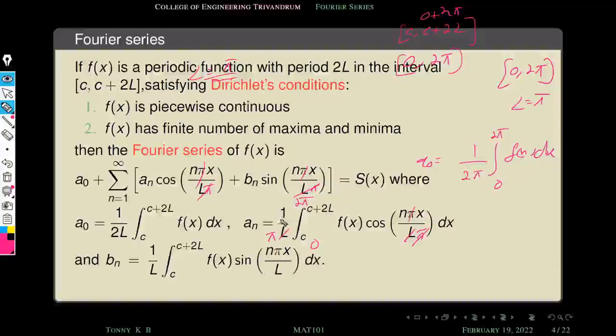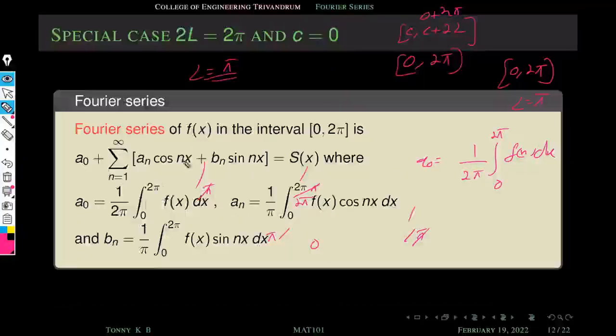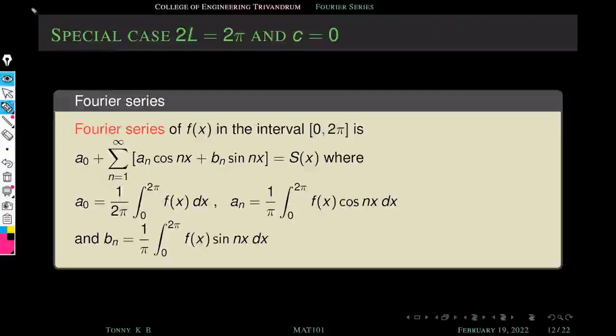Okay, so these are the analogous changes in Fourier series and Euler's formula. That's why the Fourier series is like this: a naught plus sigma n equal to 1 to infinity a n cos n x plus b n sin n x. We denote the Fourier series by s of x, and a naught is equal to 1 by 2 pi integral 0 to 2 pi f of x dx, and a n is 1 by pi integral 0 to 2 pi f of x cos n x dx, and bn is equal to 1 by pi integral 0 to 2 pi f of x sin n x dx.